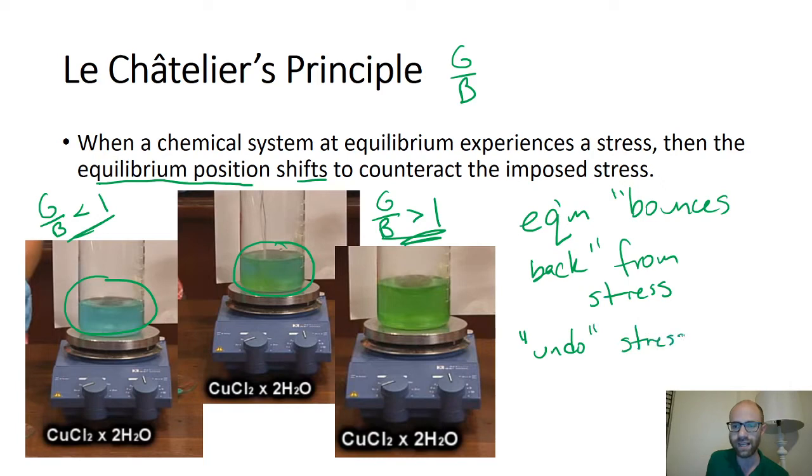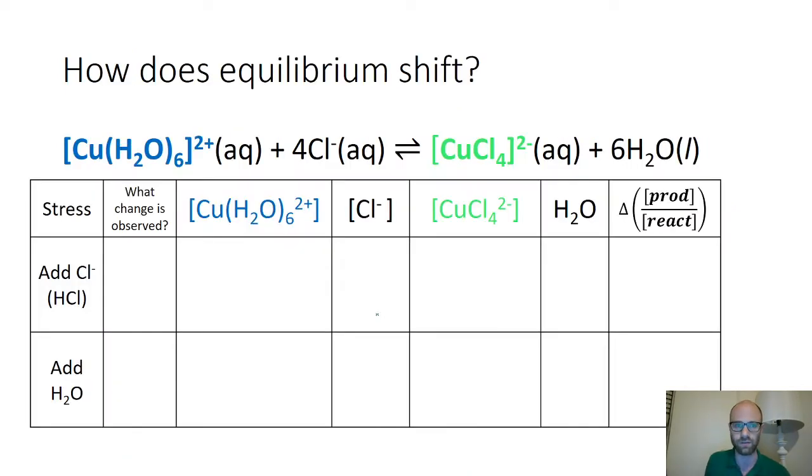The bouncing back from a stress can also be viewed as undo the stress. So we're trying to cancel out whatever the stress was. And by we, I mean the equilibrium, and the equilibrium isn't trying, it's just reacting, it's behaving. And we're going to look at how that happens. But perhaps we should probably look at a chemical equation first.